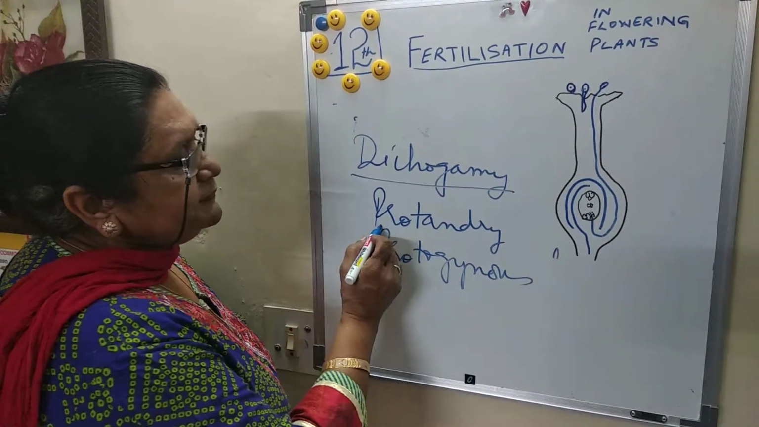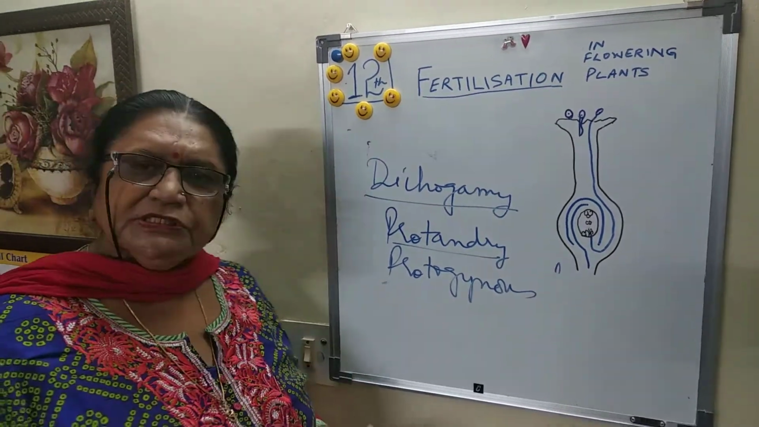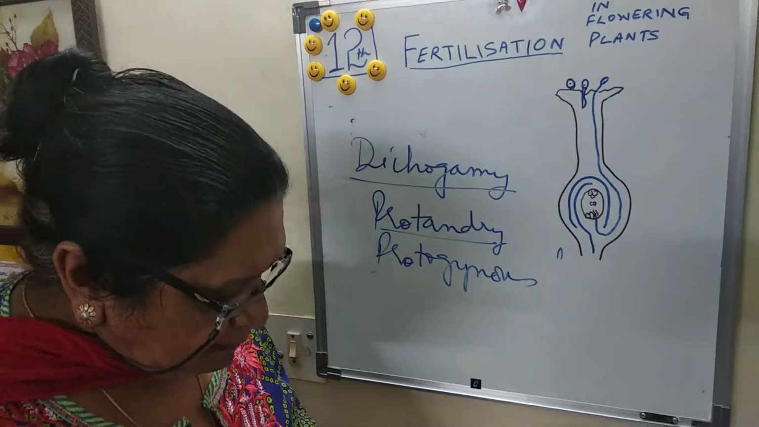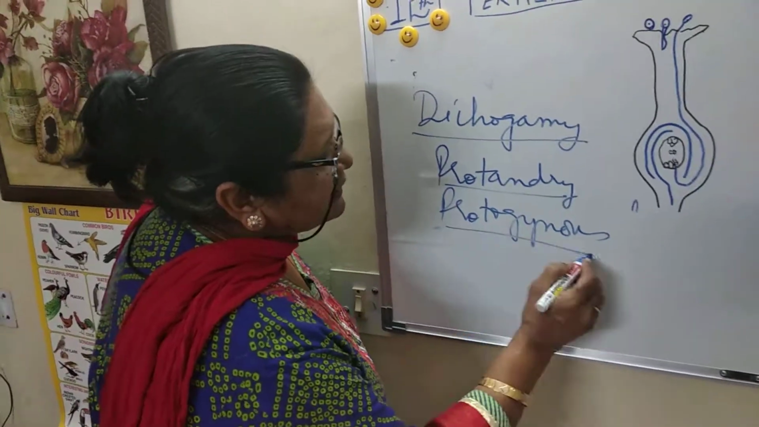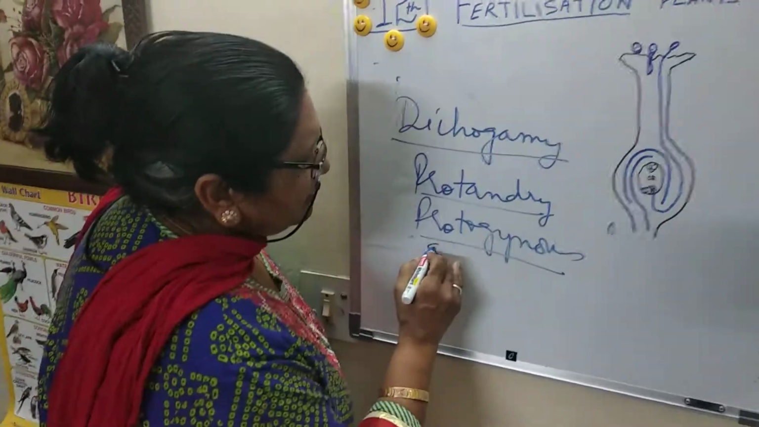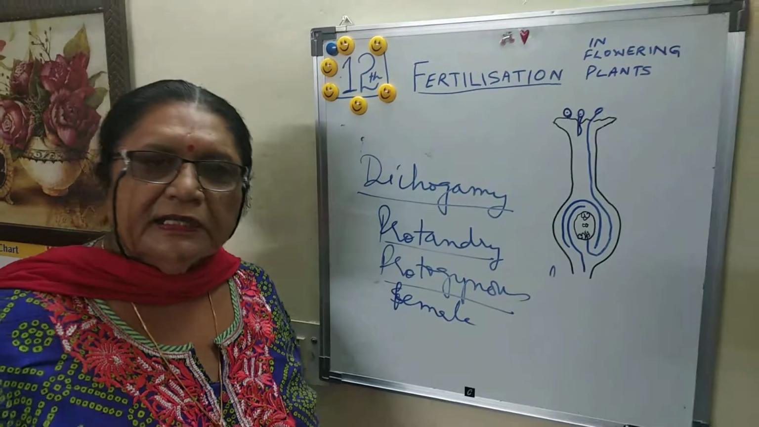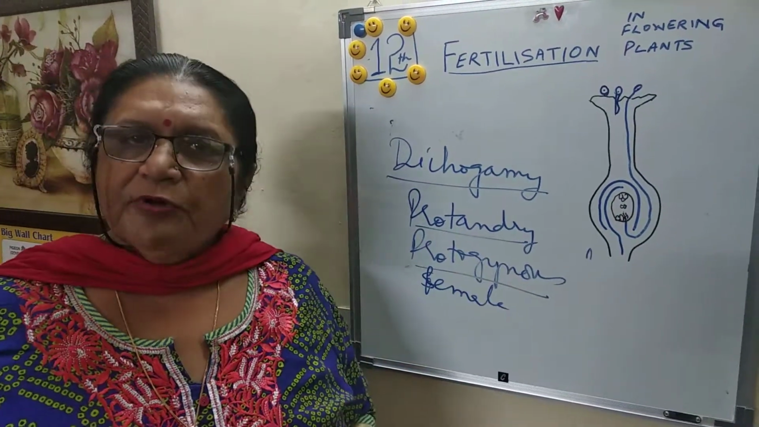Protandry means the stamens mature earlier than the stigma, so there is no self-fertilization. Protogyny means the female part matures earlier. So this condition, dichogamy, prevents self-pollination.